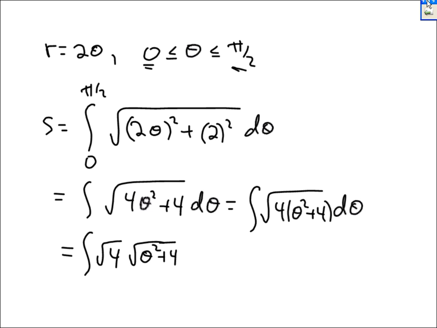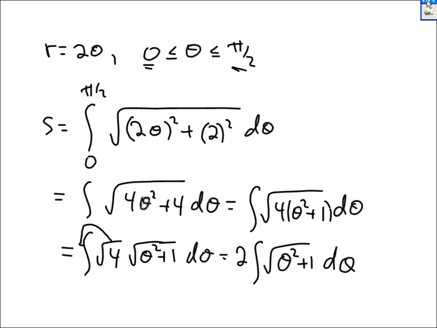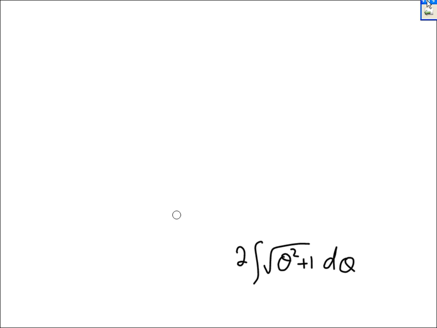But if you have a product underneath the square root sign, you can take the product of the square roots. That is, you could have 2 square roots. And I happen to know the square root of 4. I'll bring it in front. Even if I didn't know the square root of 4, I would bring the square root of 4 in front. And I do have a typo. That should be a 1. 4 times 1 is 4. Okay, so this is 2 times the integral of the square root of theta squared plus 1 d theta. This last integral is done by trig substitution. It's a classic trig substitution integral.